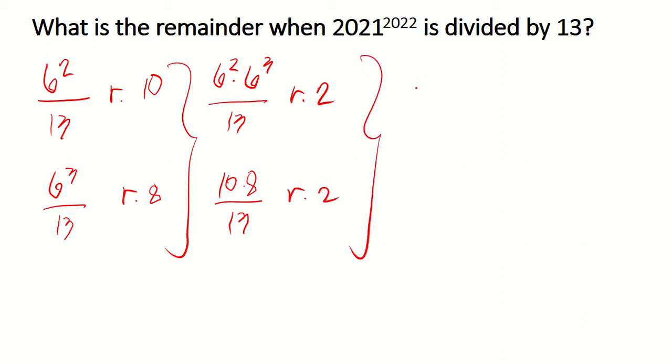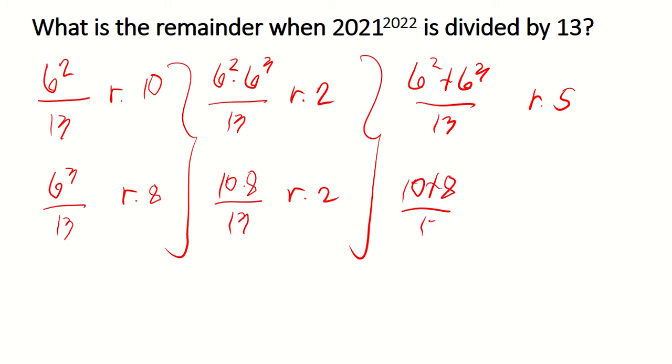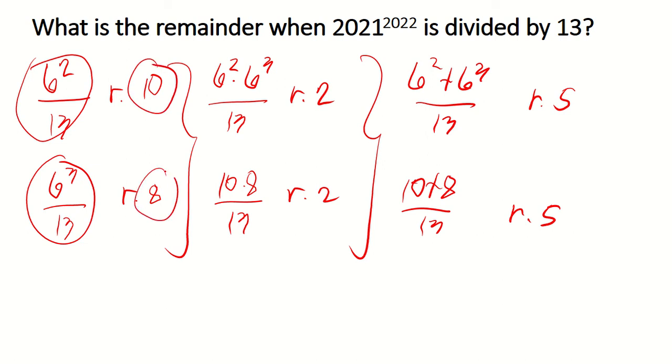How about if we are going to add? When we add 6 squared plus 6 cubed divided by 13, the remainder is 5. When we add 10 plus 8 divided by 13, the remainder is also 5. Is this a coincidence? That if we add 6 squared plus 6 cubed, the remainder is the same as the sum of 10 and 8? No, that is true. And if we multiply 6 squared and 6 cubed divided by 13, we arrive at the same remainder of 2. Actually, this is an ancient mathematics and arithmetic, and it is called modulo.